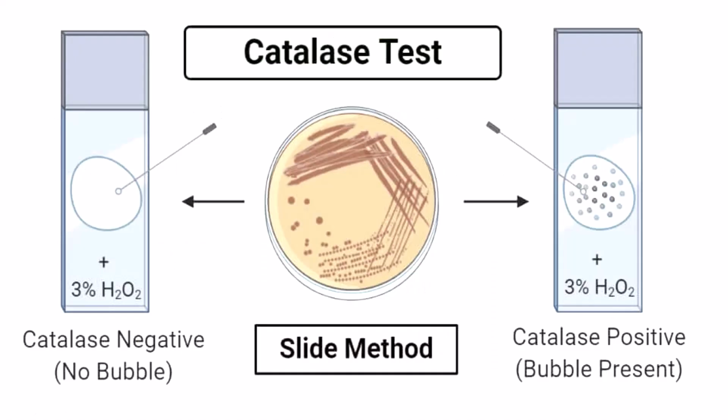Here we can see that we add a drop of normal saline or water and mix it with the bacterial colony. Then we add the same amount of 3% H2O2, hydrogen peroxide, and mix it. If there are bubbles, it means it is positive like this. If we don't see bubbles, it means it is negative, and that bacteria may be Streptococci.